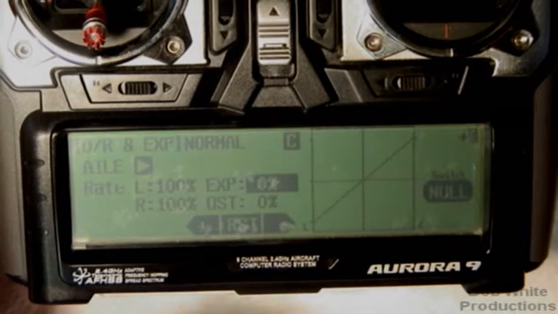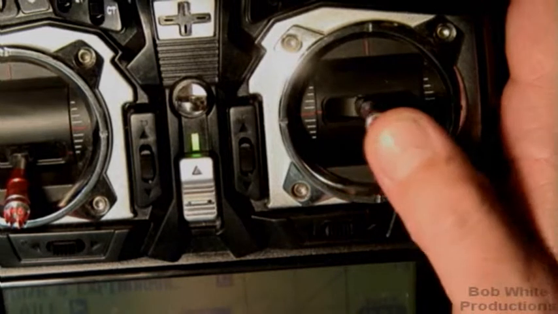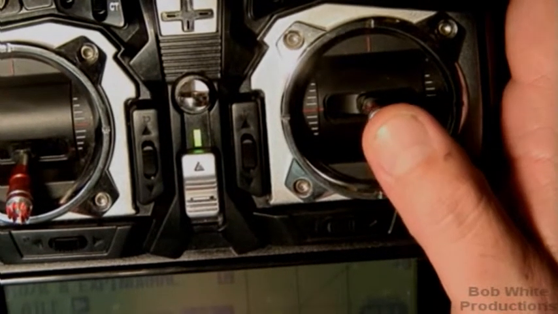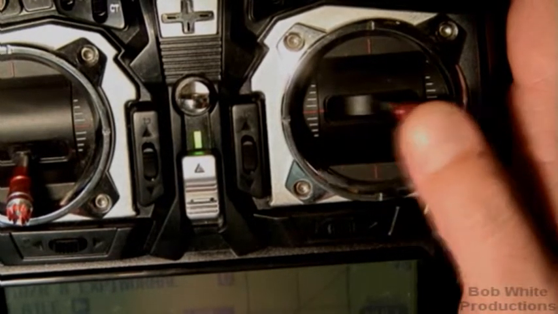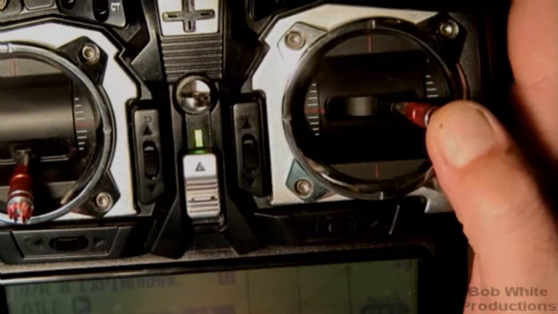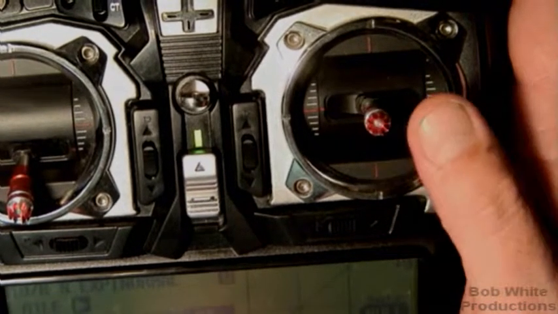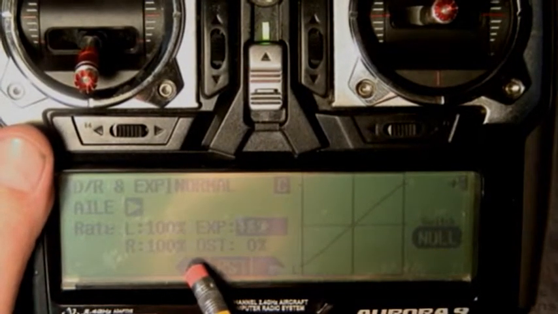Expo, again, see my video on Expo. What Expo does, just in a nutshell, is you can make it slow down or speed up the stick around center. Adding Expo means the servo doesn't move as much in relation to throw around center as it does all the way over. Expo does not change your total throw. It changes how the servo moves around center. So if I want to add some Expo, I can add some Expo. Now watch what happens on the graph.